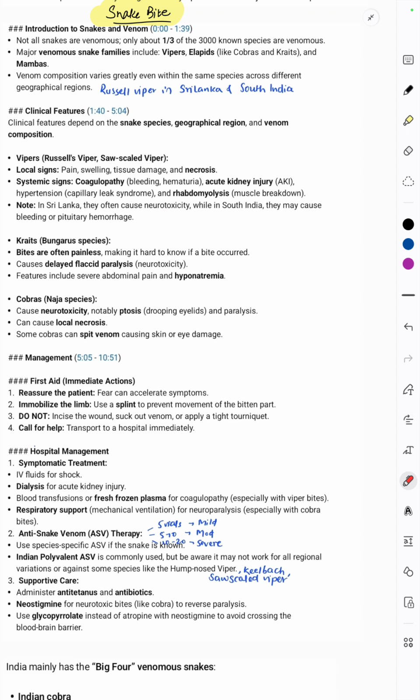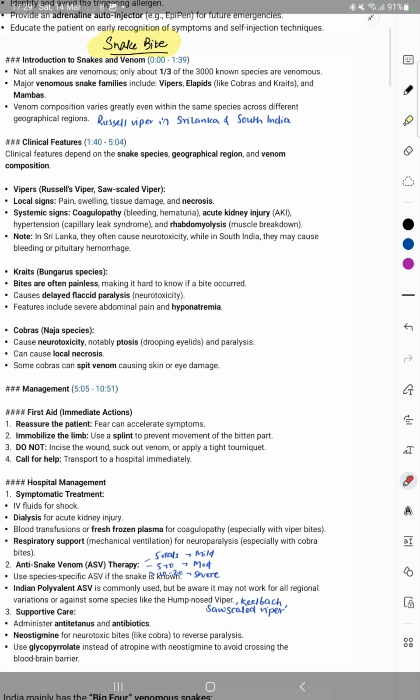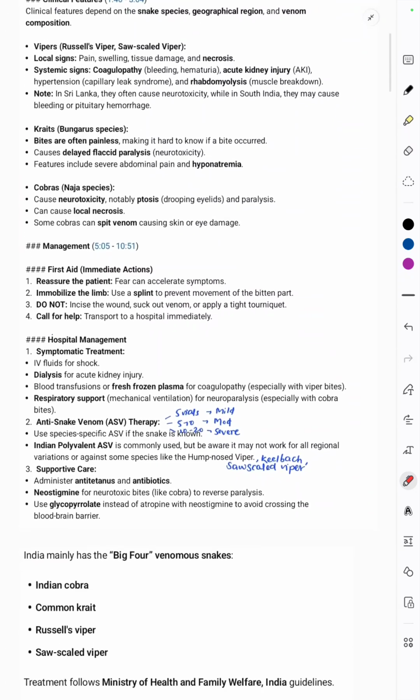Then krait is the Bungarus species. The common krait bites are often painless, but lead to delayed flaccid paralysis, that is neurotoxicity. It is associated with severe abdominal pain and hyponatremia. Cobra species, called Naja, cause neurotoxicity, notably ptosis or drooping of the eyelids, and paralysis, and can cause local necrosis. Some cobras can spit venom and cause eye or skin damage.